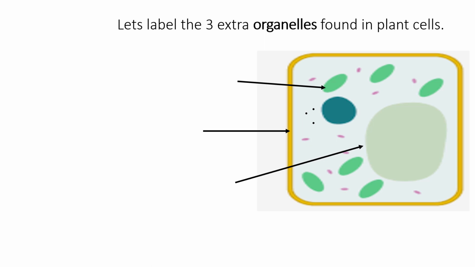The next cell we need to know about is plant cells. Now, plant cells have all the same organelles or structures as animal cells. They contain a nucleus, mitochondria, ribosomes, cytoplasm, and the cell membrane. But plants also have 3 extra structures or organelles. So let's look at these.